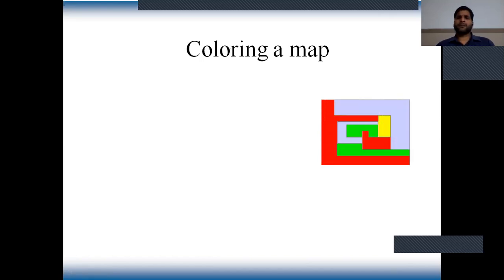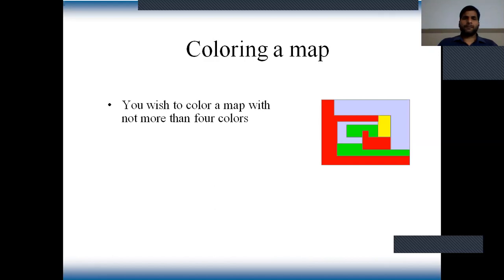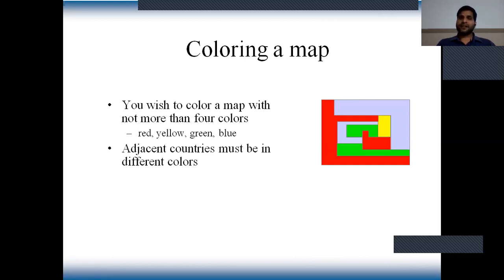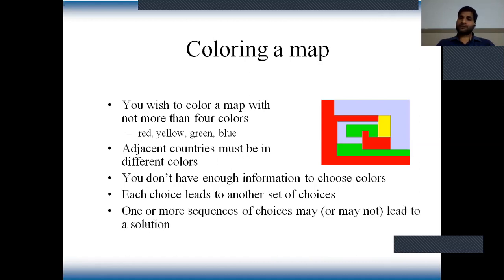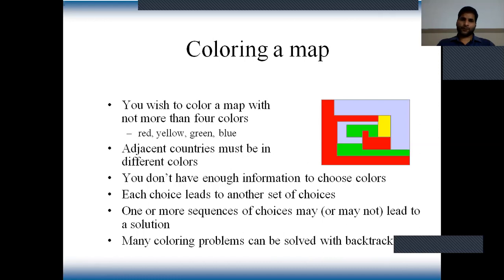Similarly, using the backtracking approach, we can solve map coloring. You wish to color a map with not more than four colors: red, yellow, green, blue. This is the condition. Adjacent countries must be in different colors. You don't have enough information to choose the color. Each choice leads to another set of choices. One or more sequences of choices may or may not lead to a solution. Many coloring problems can be solved with the backtracking approach.